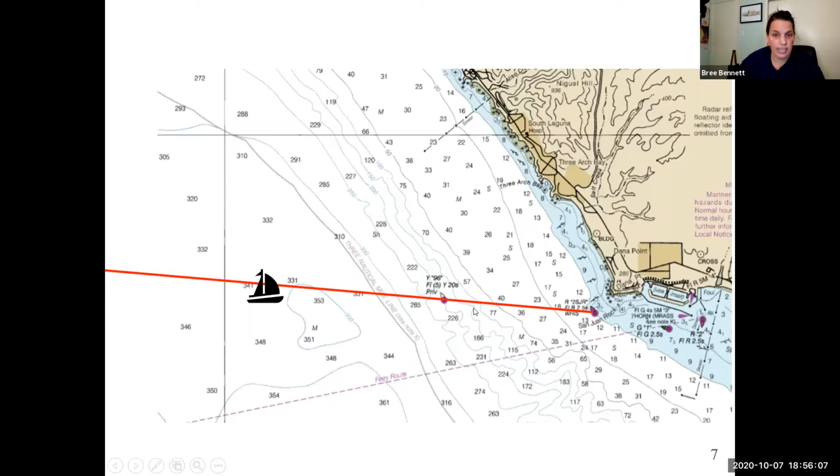If I just connect these two buoys, then I just need one more piece of information to get a fix. So maybe I'm to the south, maybe I'm to the north, I don't know. But if I connect these two lines, I know I'm exactly on this line as I'm approaching Dana Point. So that's an example of a range.